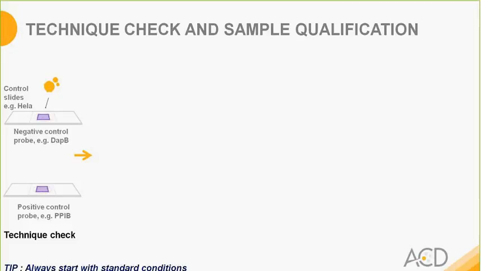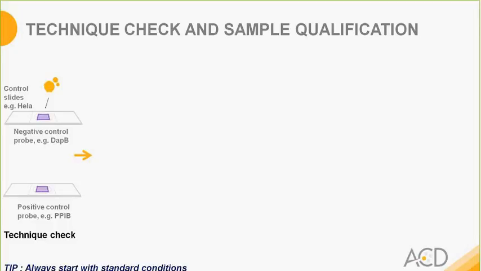Prior to running an RNAscope experiment with target probes, the technique of a lab in running RNAscope should be checked and samples should be qualified with the appropriate positive and negative controls to make sure everything is working correctly before investing a lot of time and effort into staining and performing experiments with the target probe.